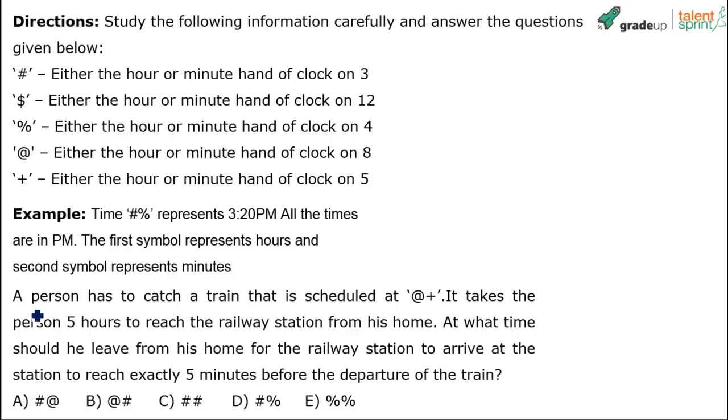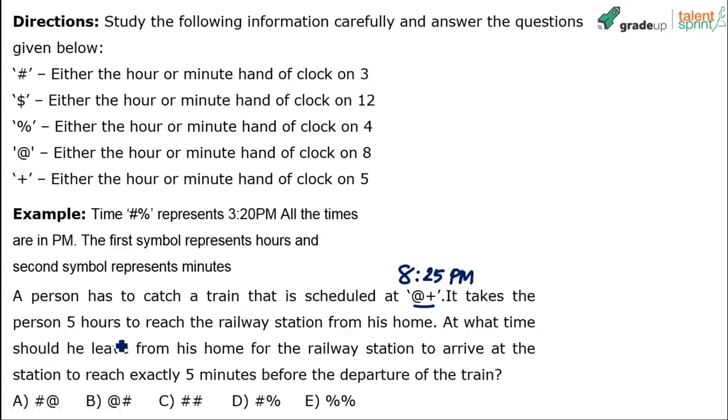Time is up. Let's look at the solution now. So it says a person has to catch a train that is scheduled at this time. So at the rate is what? 8 plus is 5. Now the minutes hand is on 5, which means 25 minutes. So 8:25 p.m., right? At the rate means the hour hand is at 8, and plus means the minutes hand is at 5. So 8:25 p.m. is the time. So basically a person has to catch a train which is scheduled at 8:25 p.m.